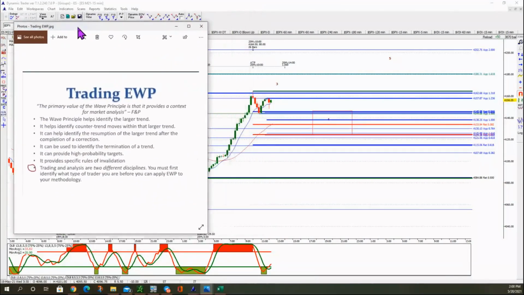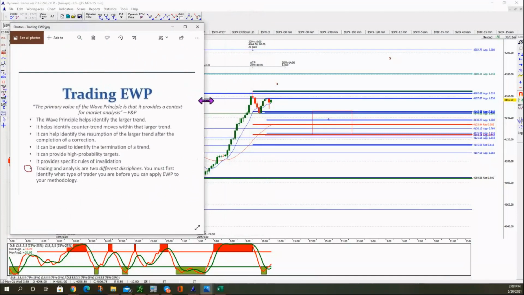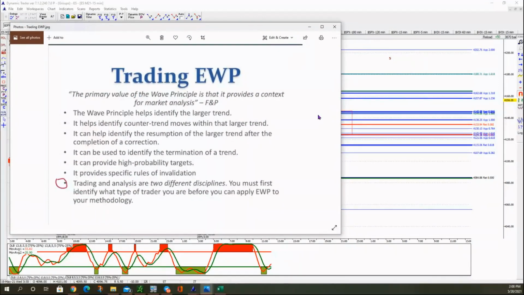So we'll pull over this next little slide here, and all this is over in the Elliott wave basics section in the education portal. So this is a quote from Frost and Prechter, the guys that started all this: the primary value of the wave principle is that it provides a context for market analysis.